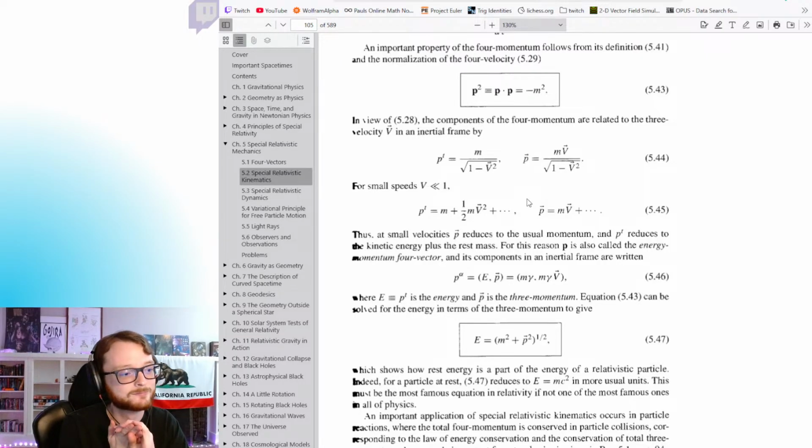At small velocities, p superscript t reduces to the kinetic energy plus the rest mass. But they call it energy without reference to velocities being small as well. So I wonder, I feel like maybe I'm missing a piece there. I get why it's energy for small velocities, but why is it still energy for big velocities? Maybe that's like a unit, a dimensional analysis thing, though.